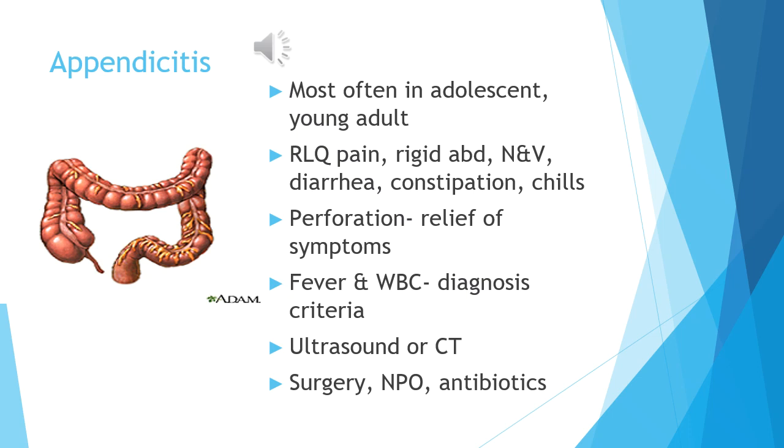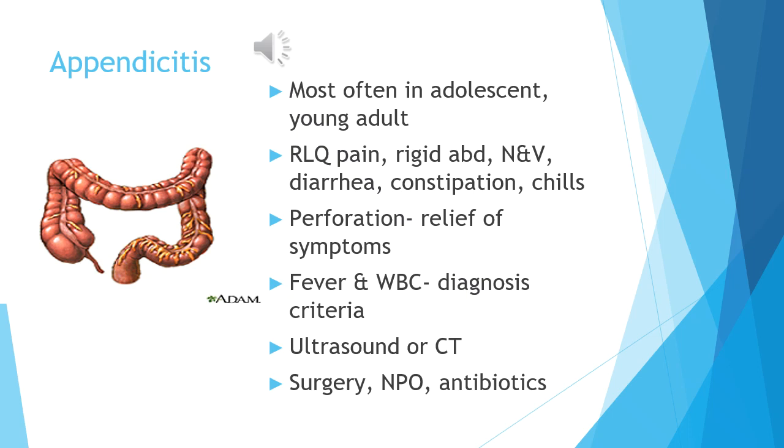Appendicitis is an emergent condition that occurs in adolescents and young adults. It can occur at any age, but this is the group with the highest incidence. Typically, these teens come to the emergency room complaining of right lower quadrant pain, especially upon palpation or pressure. This can be called rebound tenderness. The pain has a distinct pattern which involves periumbilical pain that then localizes to the right lower quadrant.